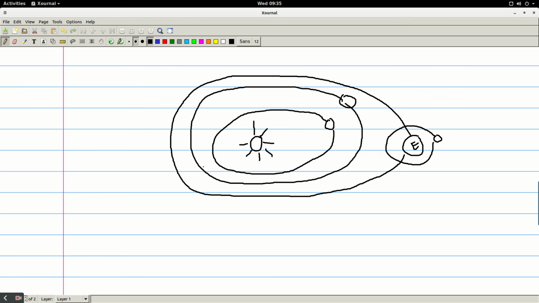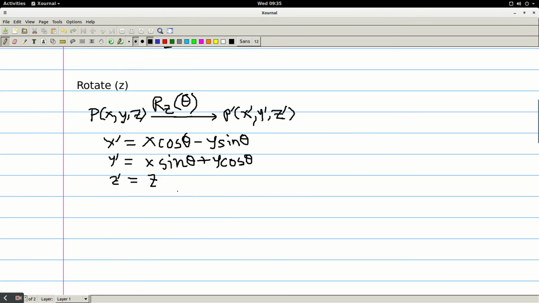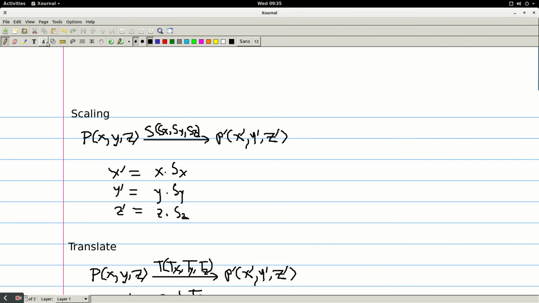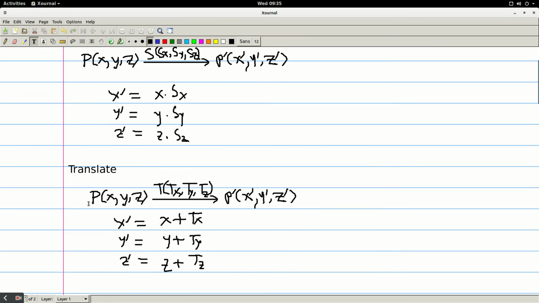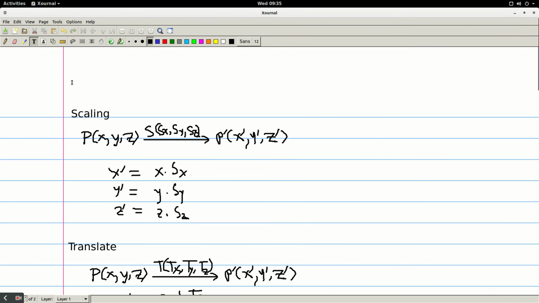By the way, I forgot to mention the most important thing about today's talk is we're talking about scaling, we're talking about translate, we're talking about the rotation. All these things, they are called transformations. These 3 things, they're called transformations. And to be specific, they're called affine transformation because they maintain the affinity.